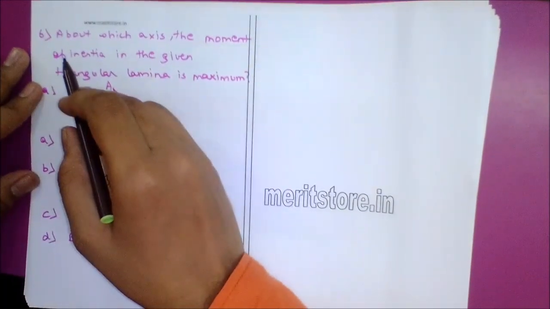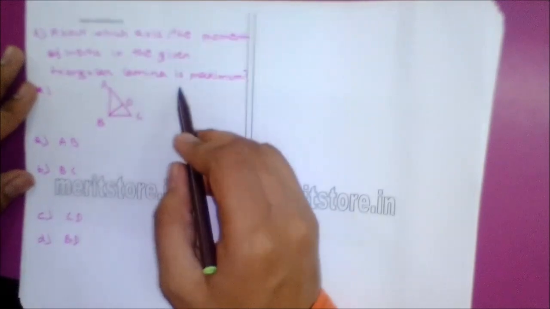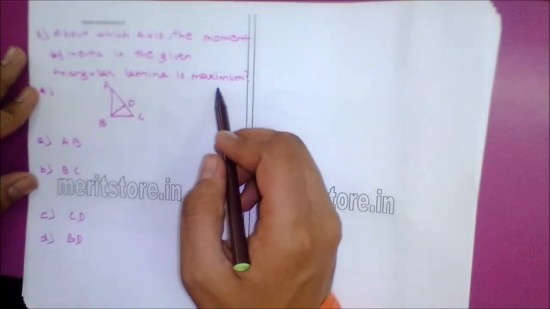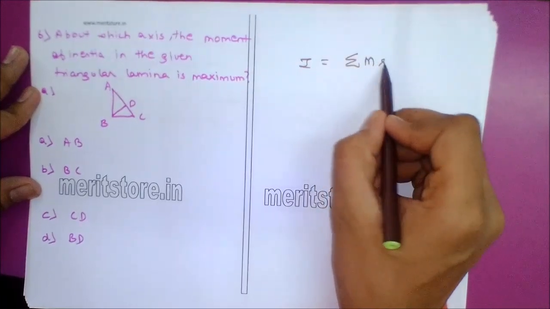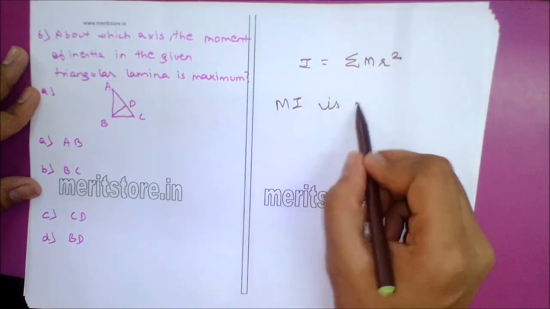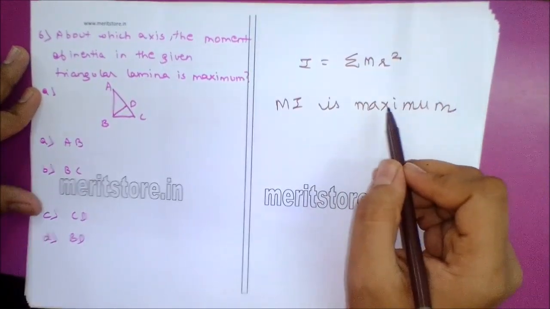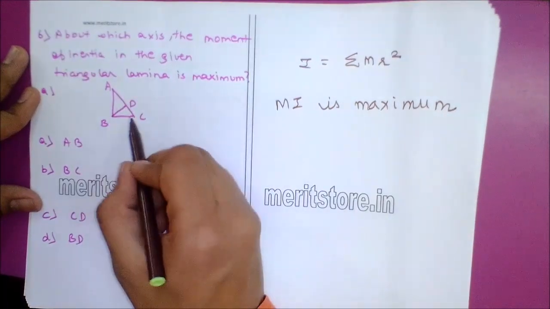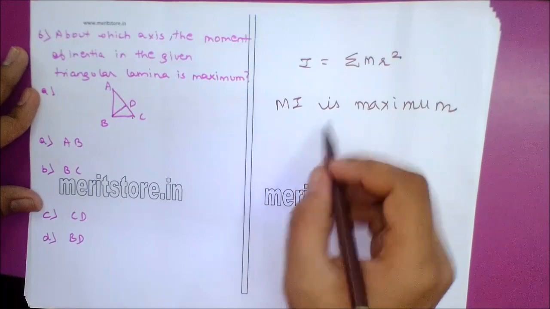Question number 6. About which axis the moment of inertia of a given triangular lamina is maximum. Now we know moment of inertia is equal to summation of mr square. Moment of inertia is maximum for the axis BC because the masses are situated at very large distance.